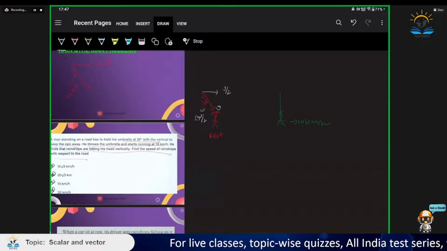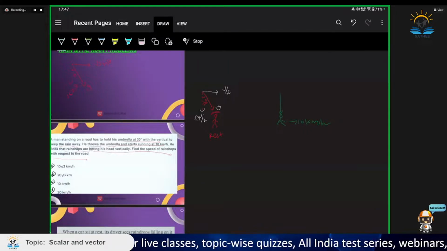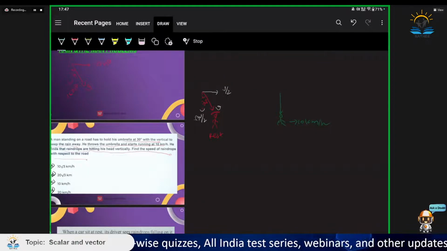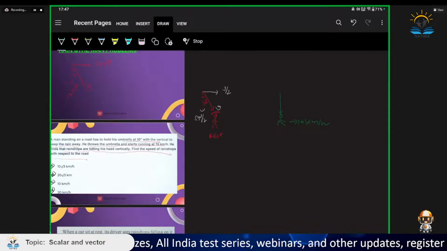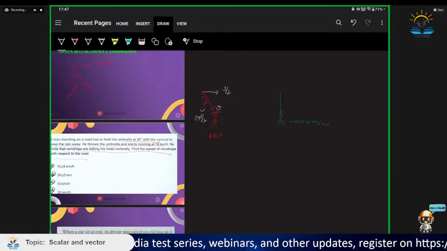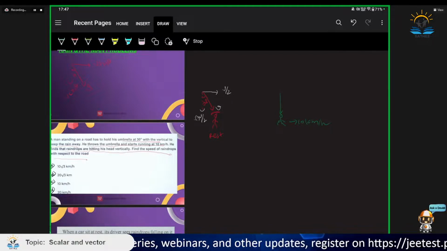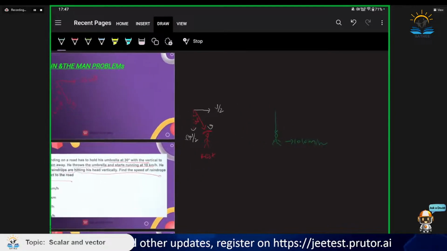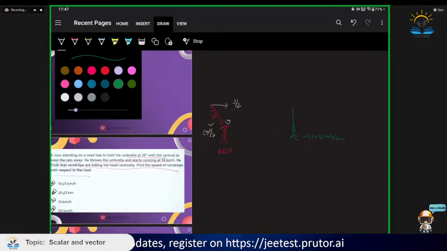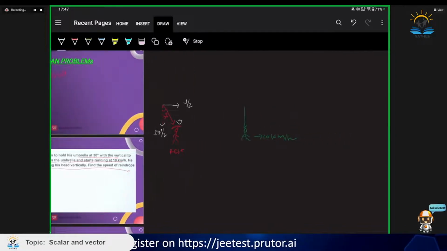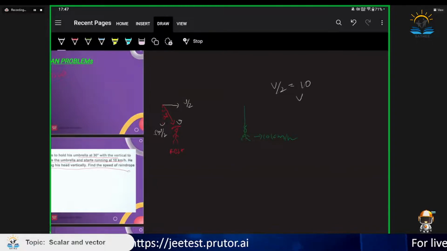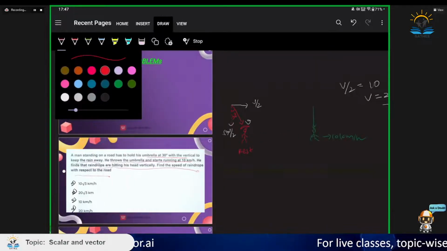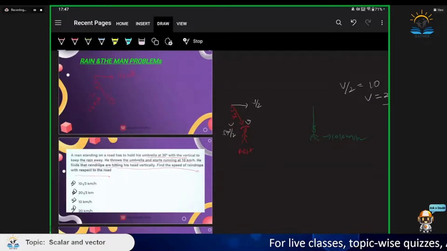Raindrops are hitting his head vertically. That means in the second case, the raindrop is hitting vertically. That means the horizontal component now is equal to his running speed, right? That's why the raindrop is hitting vertically downwards. So V by 2 is 10, so V will be 20 kilometers per hour. So which option? Option D will be the correct option. Okay.